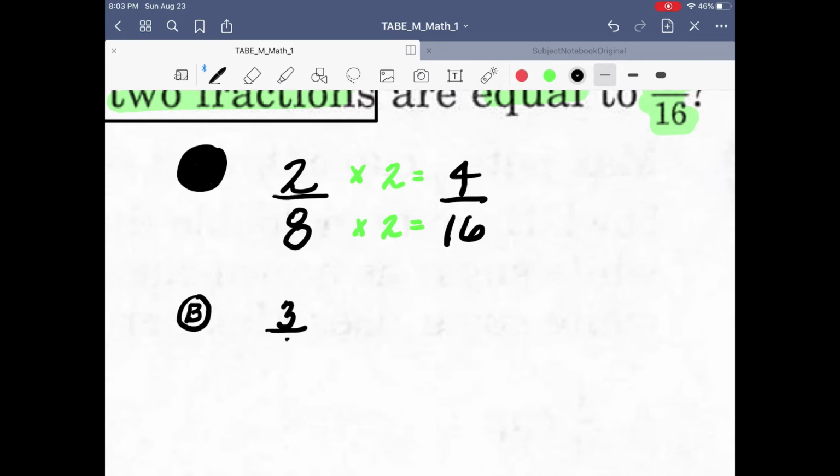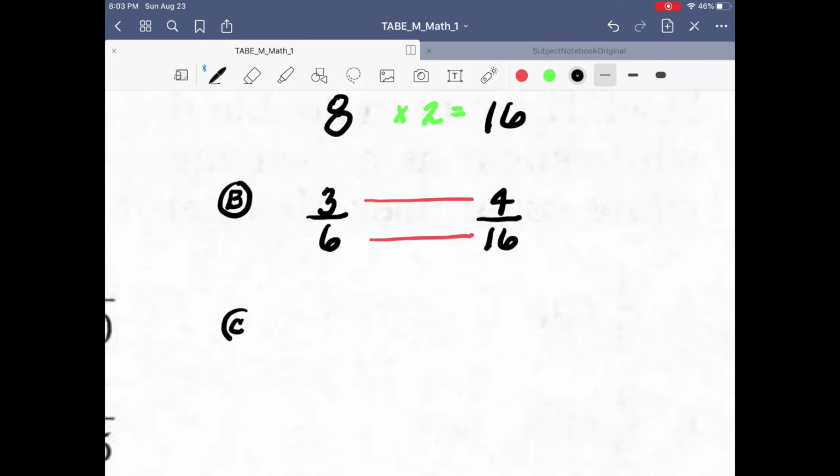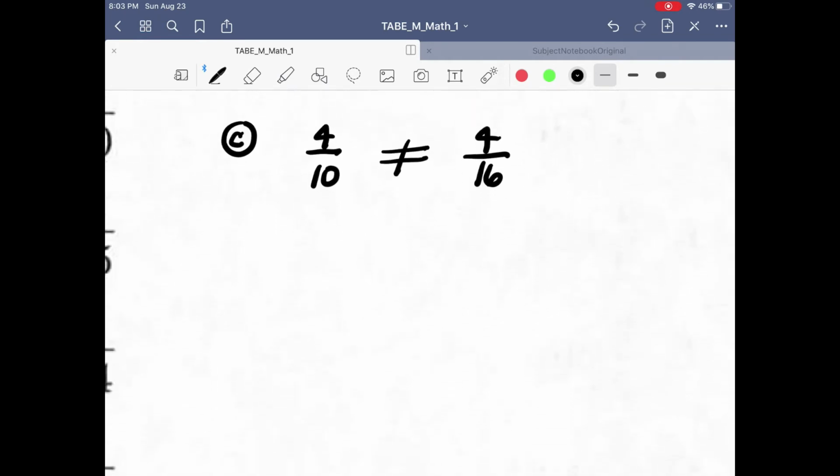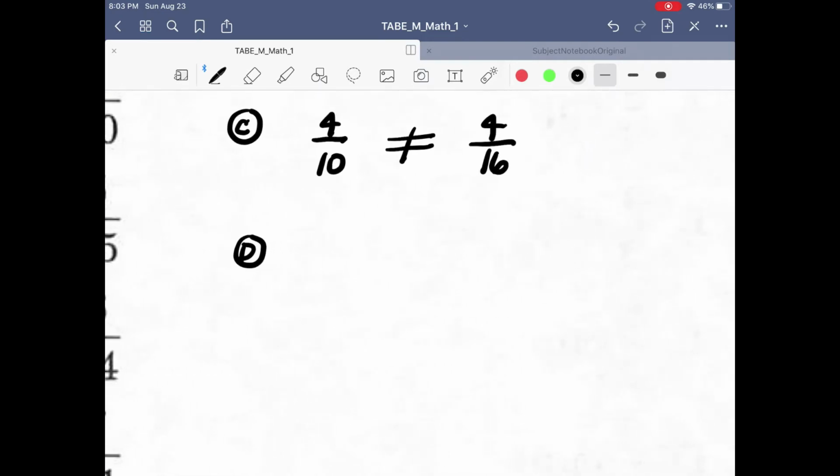Okay, B is 3/6. So let's try that one. We have 3/6, and we want to know if that is equal to 4/16. Well, is there anything that you can multiply to get from 3 to 4? There's not. Same here. So this is not one of my choices. C is 4/10. I can tell you immediately that this is a no because we have 4's on top. The bottom numbers would have to be the same for those to be equal.